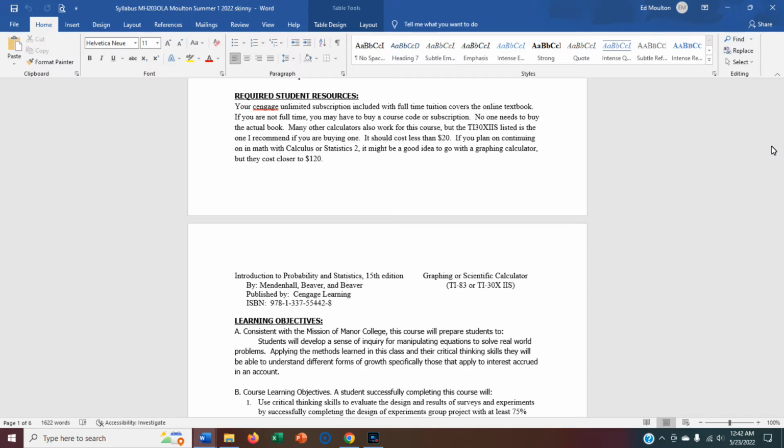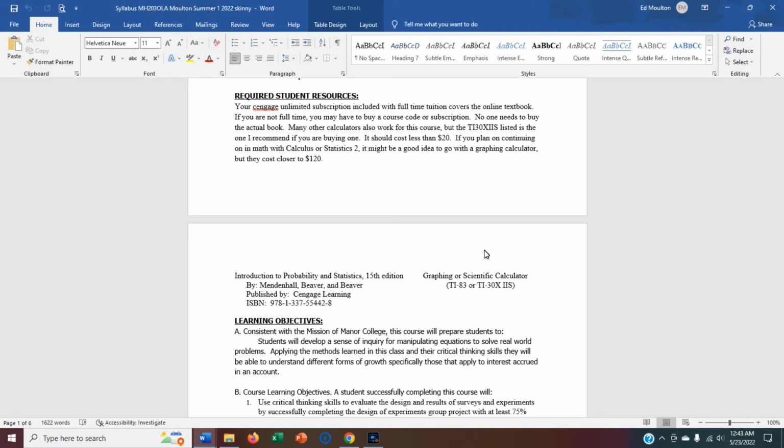As far as calculators, probably any calculator you have is going to be okay. The main button that I care about is this probability button that exists on a TI-30X2S. I have those for loan at the library if you want to go to the main library desk, or you can buy them on Amazon for less than 20 bucks. That will be a fine calculator to use.